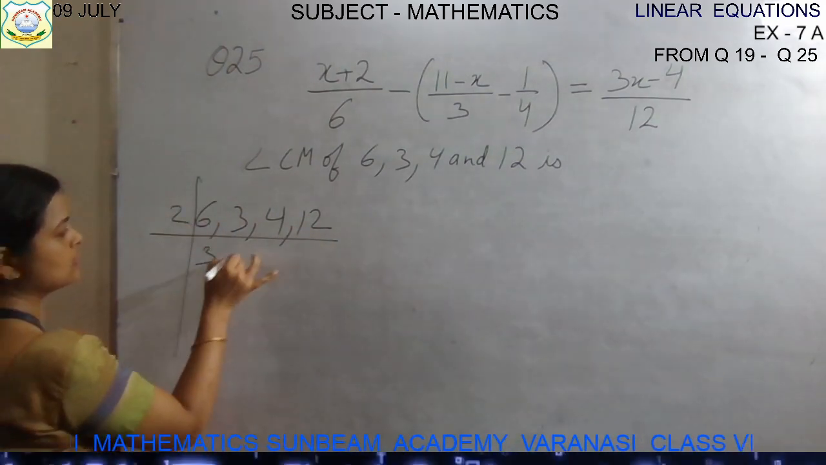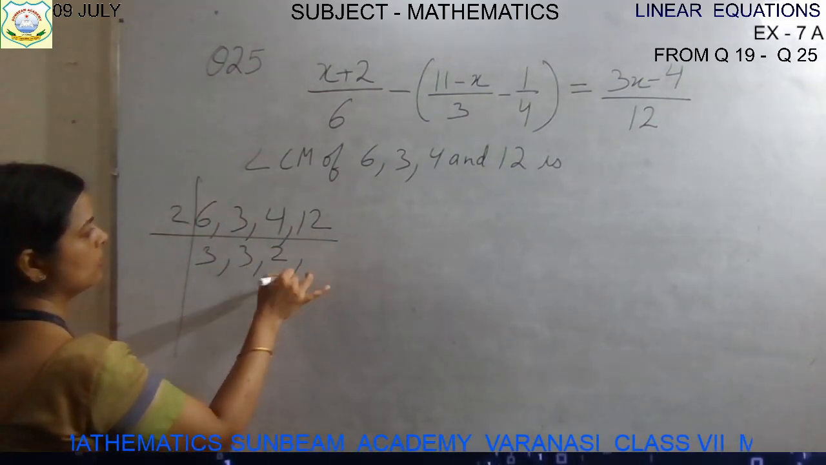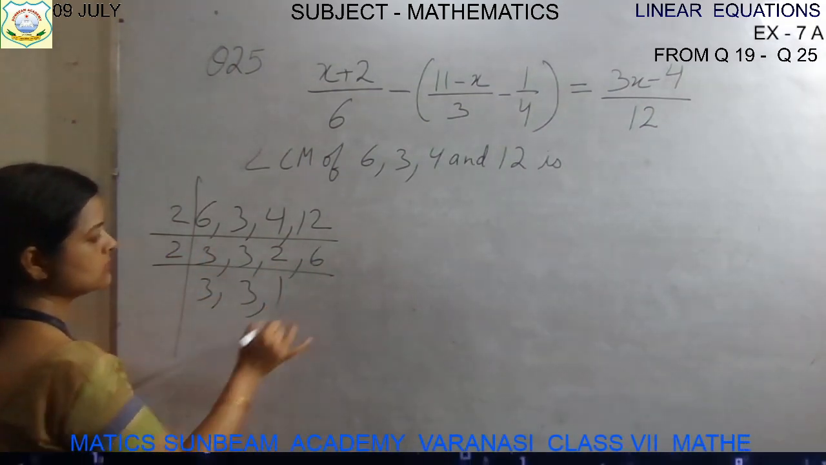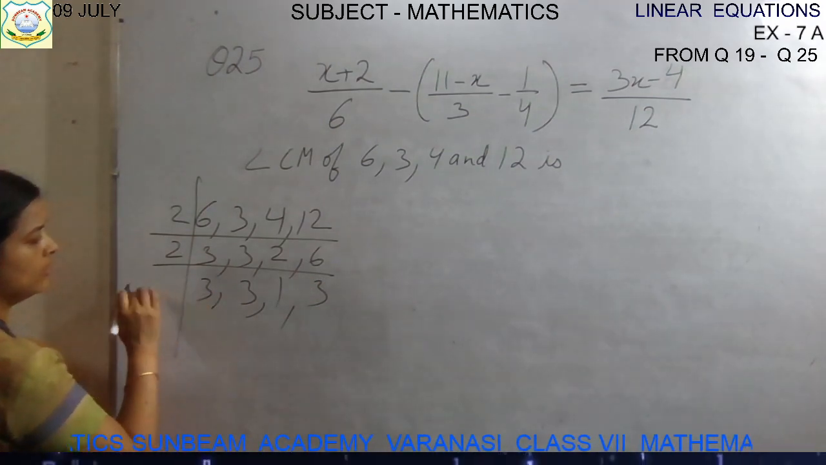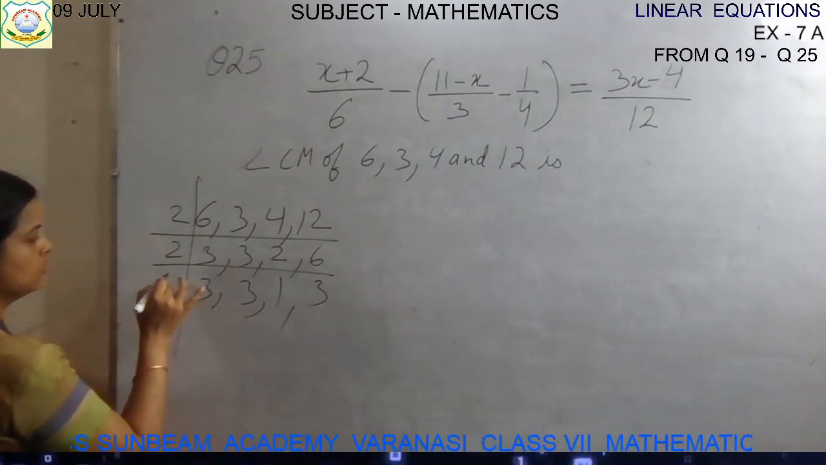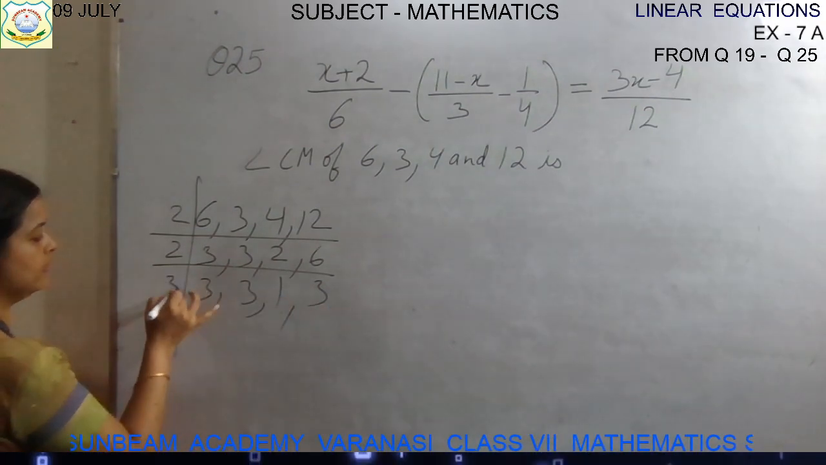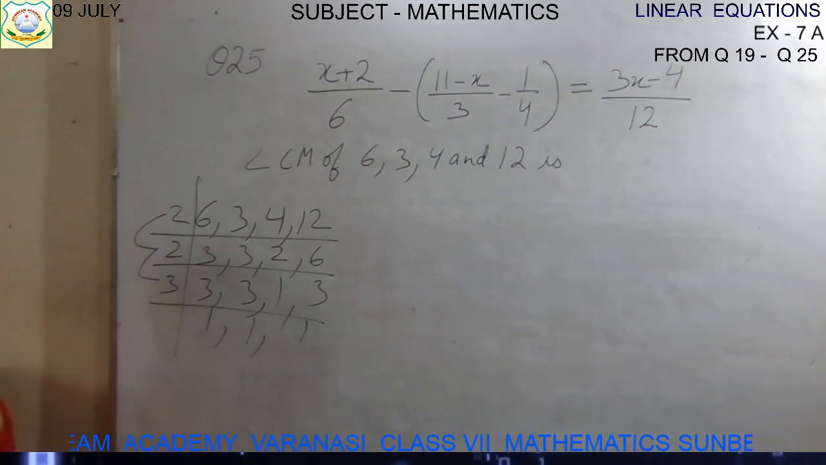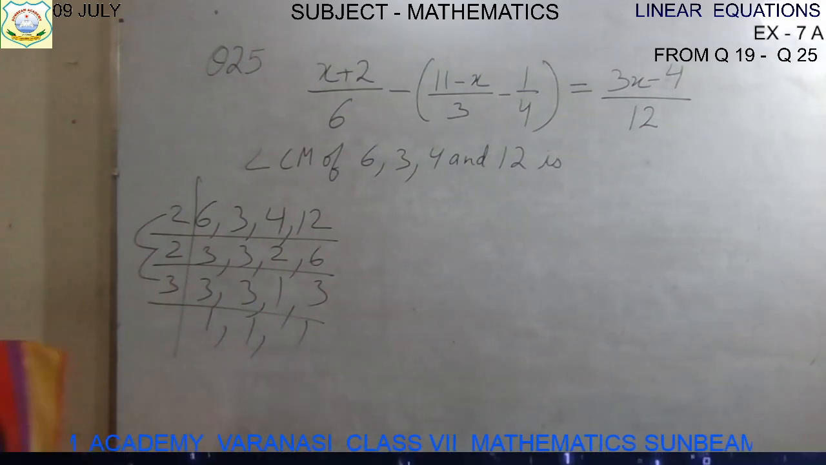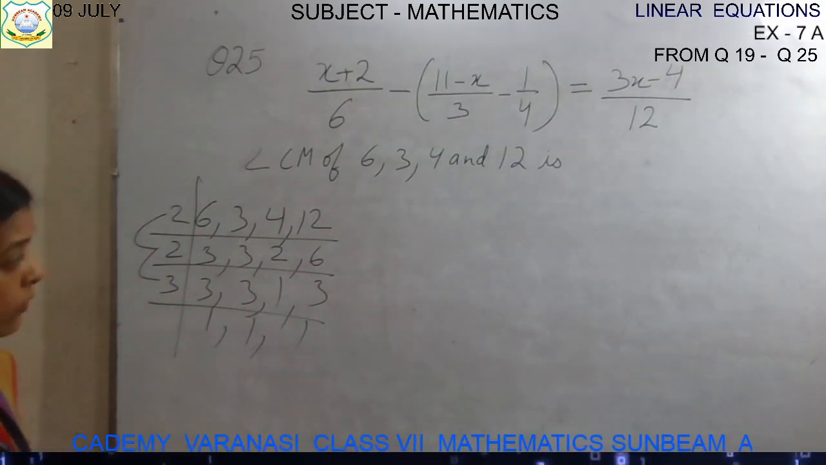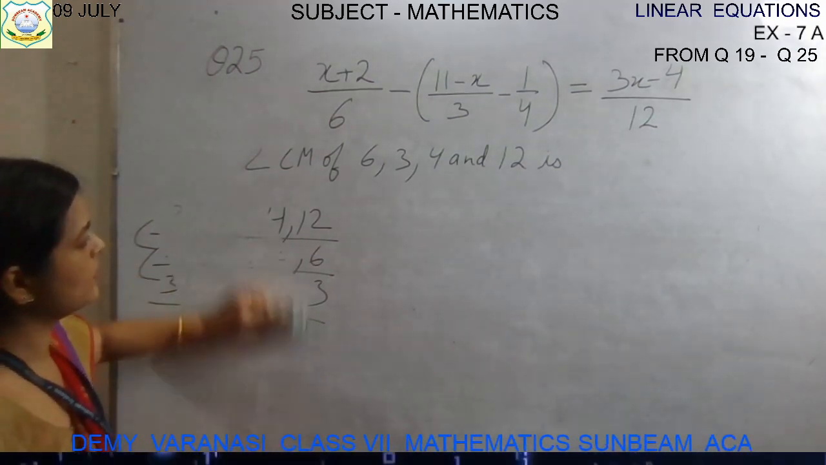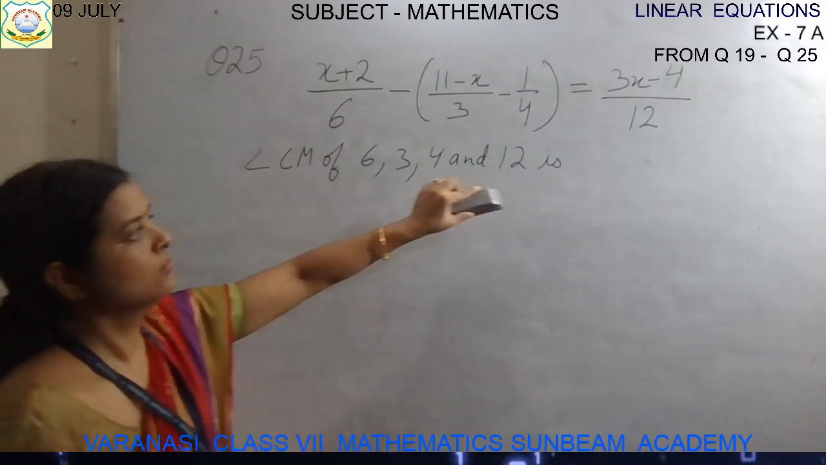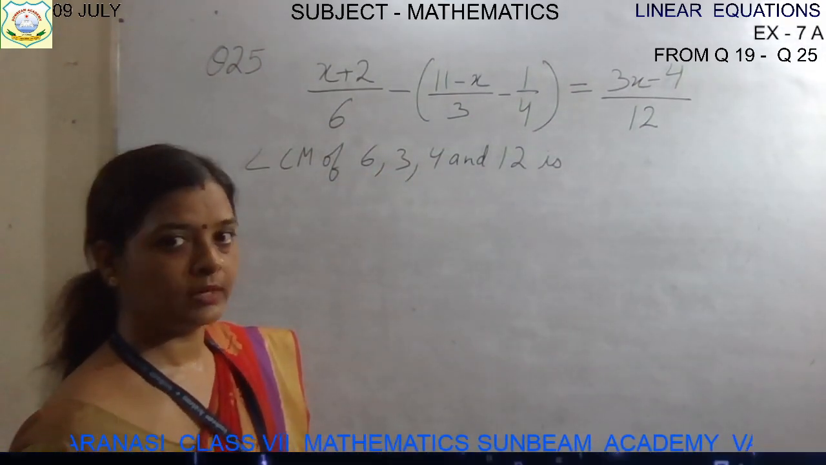2 3s are 6. This will not cut. 2 2s are 4. 2 6s are 12. Again by 2. 3, 3, 2 1s are 2, 2 3s are 6. Now 2 is not left. We can't divide this by 2, so we will take 3. 1, 1, 1. So 2 2s are 4, 4 3s are 12. So the LCM of 6, 3, 4 and 12 is 12. The least common multiple of these 4 numbers is 12.